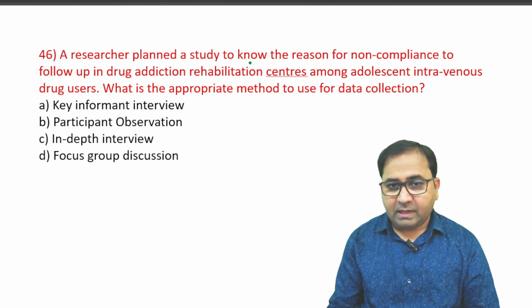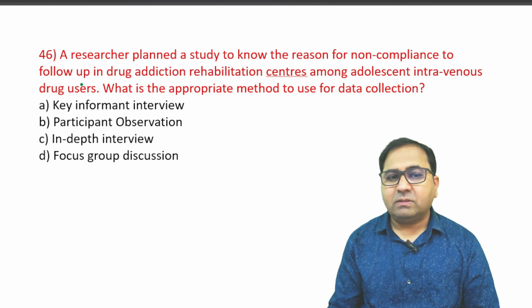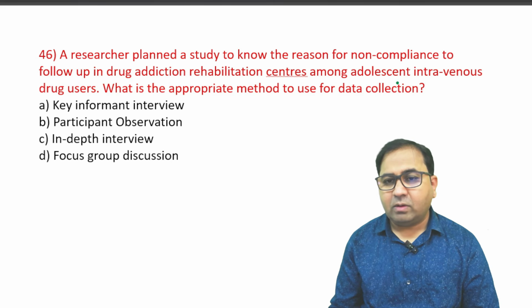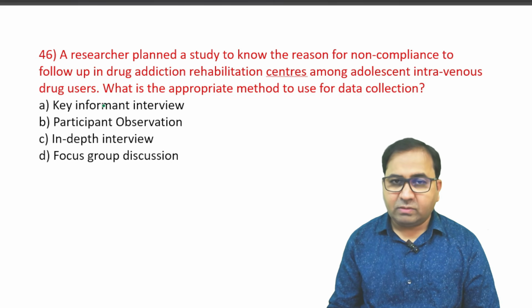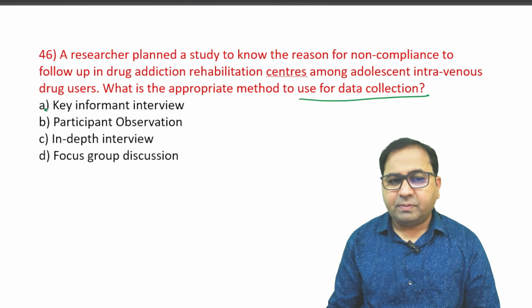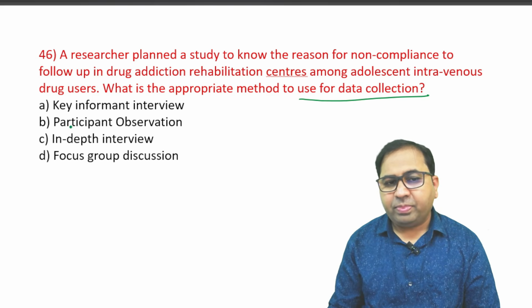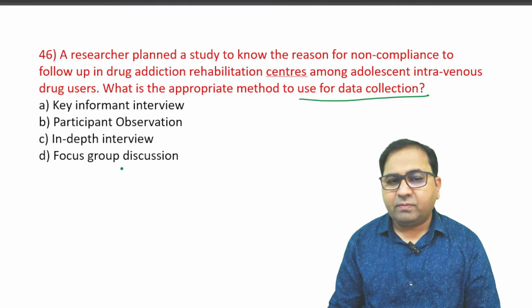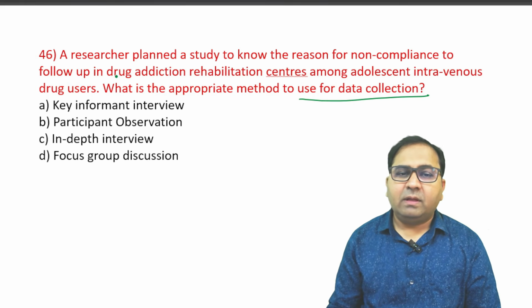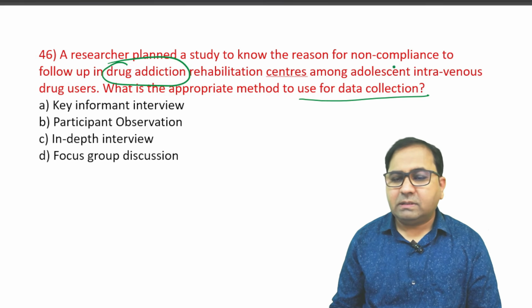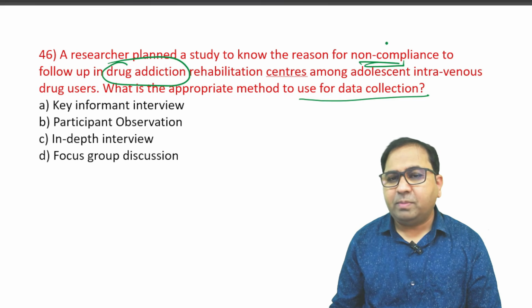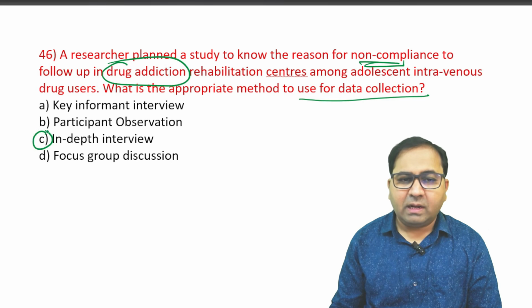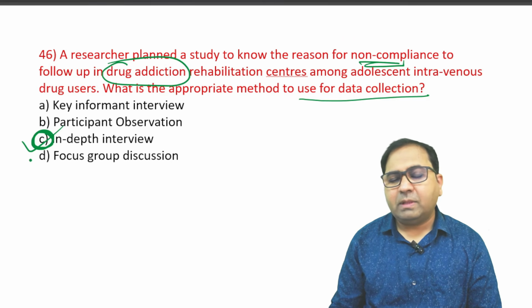Let us see the next question. A researcher planned a study to know the reason for non-compliance to follow up in drug addiction rehabilitation centers among adolescent intravenous drug users. So what is the appropriate method to use for data collection? Options are A. Key informant interview, B. Participant observation, C. In-depth interview, or D. Focus group discussion. See, you are following up in a drug addiction rehabilitation center. You are looking for non-compliance. So it should be one-to-one. So therefore, this is again an in-depth interview. Please remember the answer for this question.